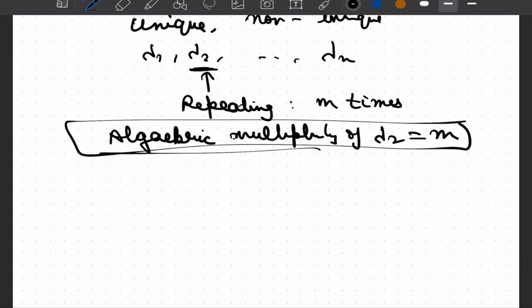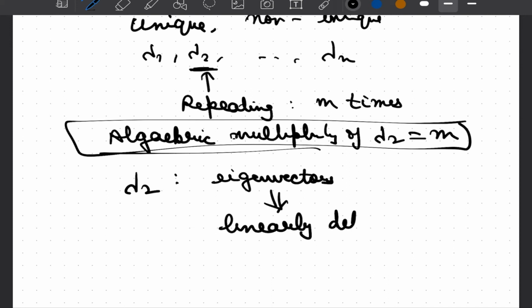Now, since we have defined the concept of algebraic multiplicity, we can also define the repetitions of eigenvectors in terms of geometric multiplicity. Again, let us consider that lambda 2 is an eigenvalue and it would have certain eigenvectors associated with it. One eigenvalue could have multiple eigenvectors associated with it when we solve (A minus lambda I) X equal to 0. These eigenvectors in turn could be linearly dependent or linearly independent.